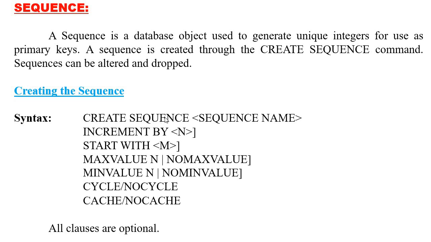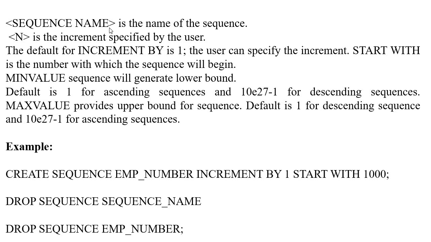The syntax is create sequence sequence_name, increment by n, start with m, maxvalue n or nomaxvalue, minvalue or nominvalue, cycle or nocycle, cache or nocache. So except create sequence sequence_name, all other options are optional parameters. So here the sequence name is the name of the sequence, n is the increment value specified by the user. The default for the increment is 1. The user can specify the increment.